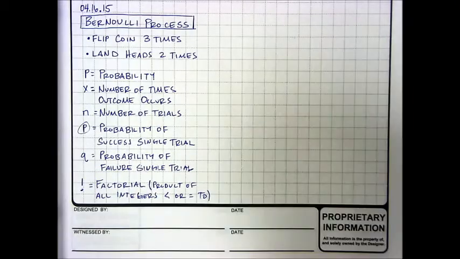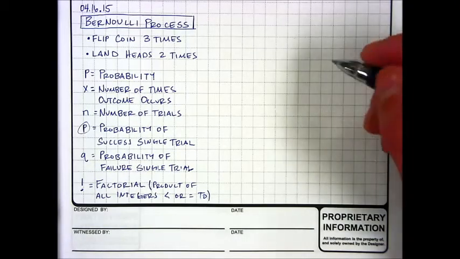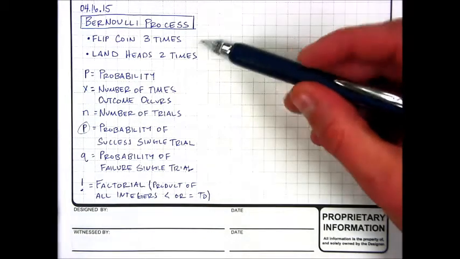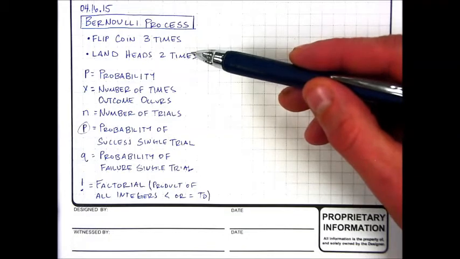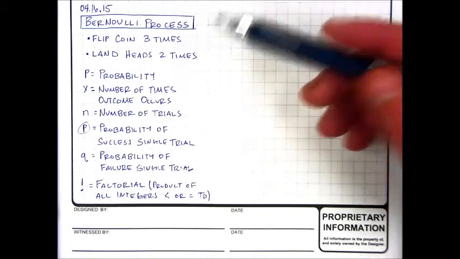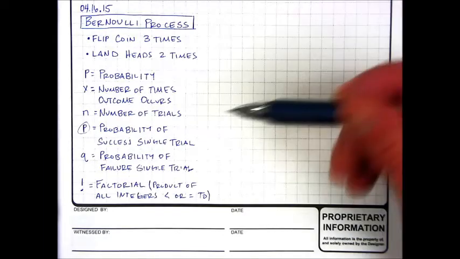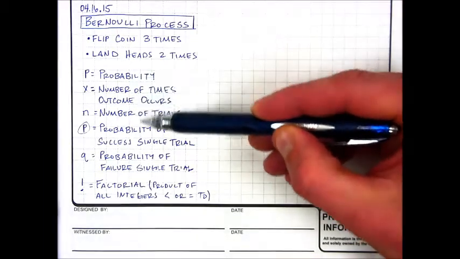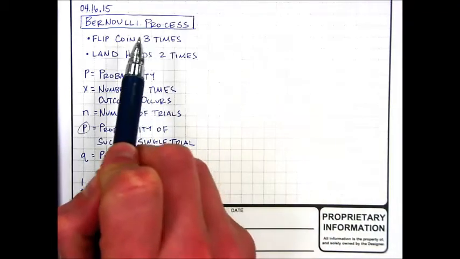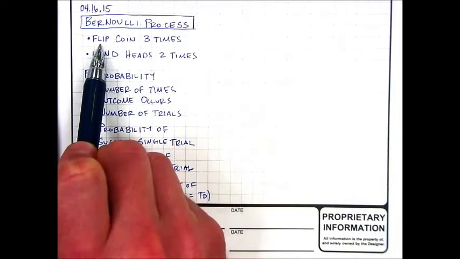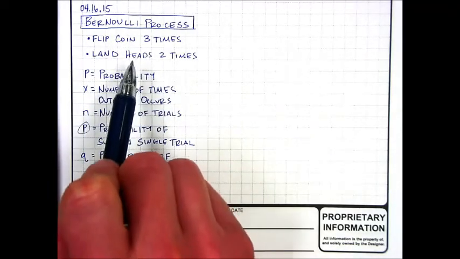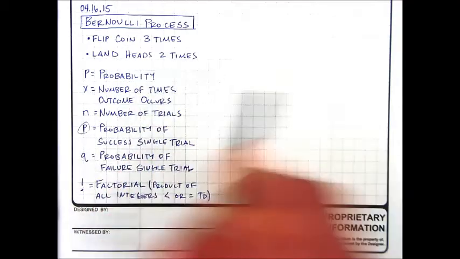We're going to calculate the same problem that we did in our relative frequency example. But in this case, instead of using a probability tree, we're going to use the Bernoulli process to do that calculation. And so I've gone ahead and written out all of the variables in the Bernoulli process. Our same problem is we want to calculate, if we flip a coin 3 times, what is the probability of it landing on heads 2 times?